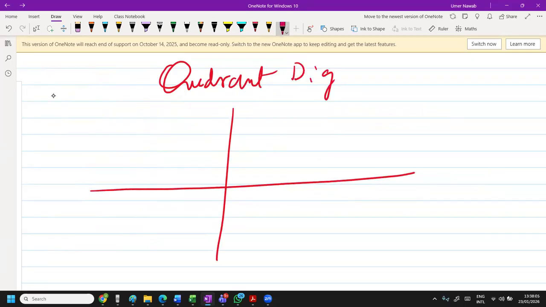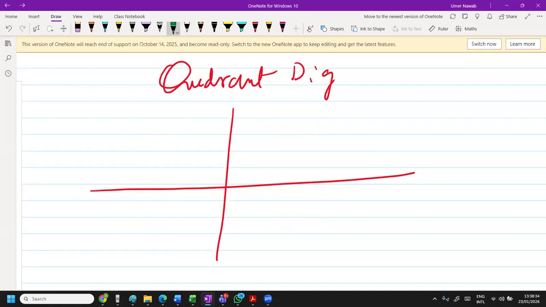Let me write here X, and here I write 180 minus X. I'll tell you why I wrote it. And here I write 180 plus X, and here I write 360 minus X. Now, how did I choose these angles? Let me explain how I got these angles.